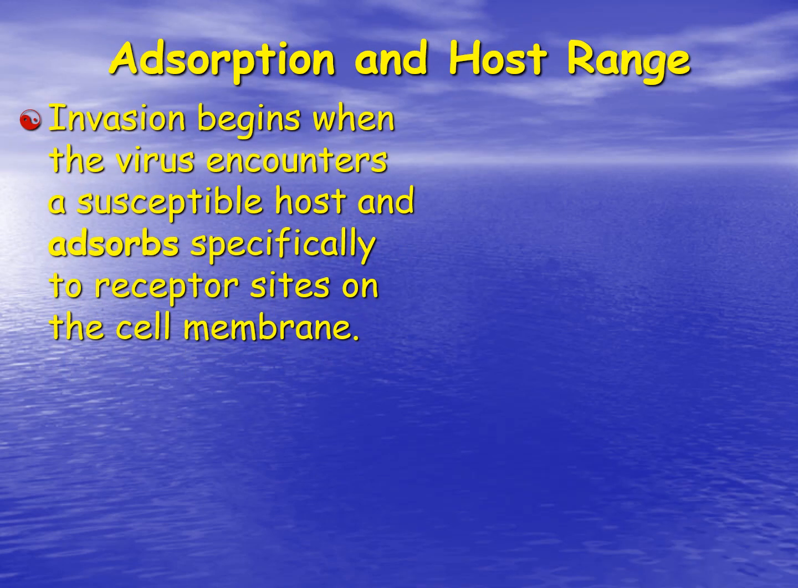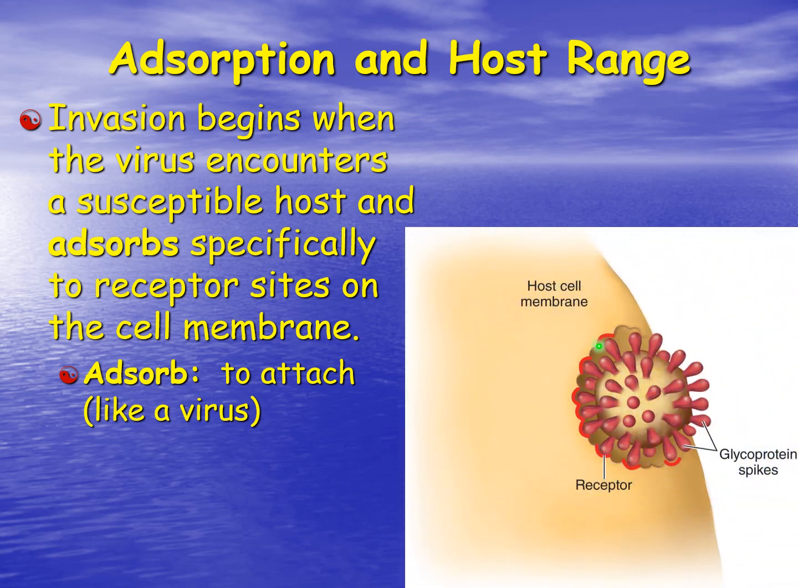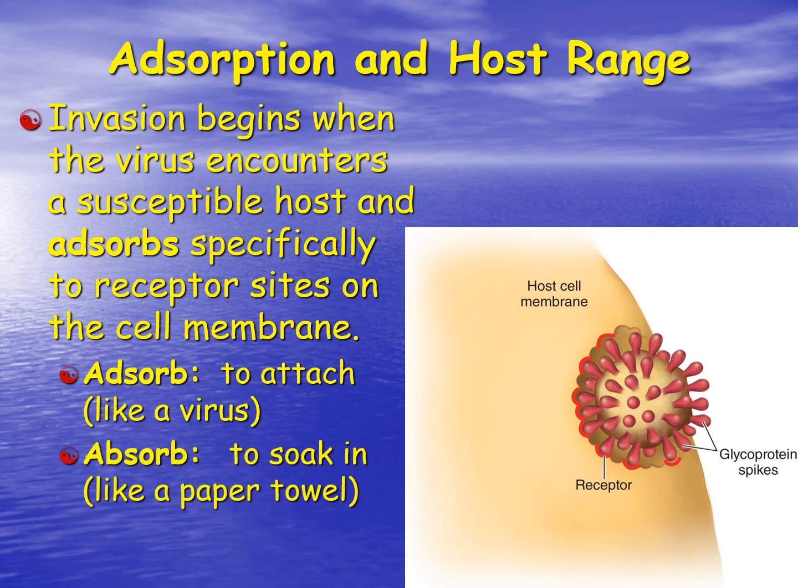Invasion of the virus begins when the virus encounters a susceptible host and adsorbs specifically to receptor sites on the cell membrane. So adsorb is to attach, like a virus. And so we will find receptors, usually for something else, on the surface of these host cells. And these spikes will actually bind to those receptors and typically then will cause endocytosis to occur. So make sure you know the difference between adsorb and absorb.